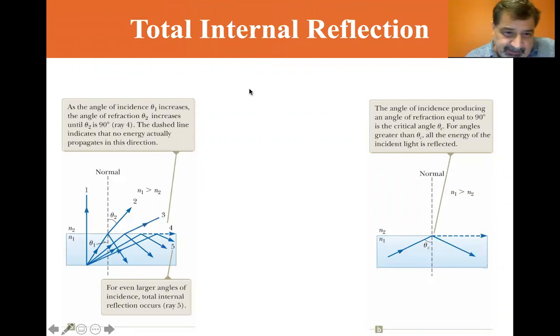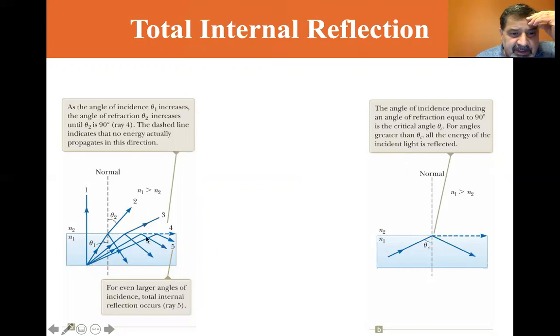Total internal reflection. Now, this is from light going from a slow index of refraction to a fast index of refraction. We get this phenomenon. As the angle of incidence theta 1 increases, the angle of refraction theta 2 increases until theta 2 is 90 degrees. Ray 4 is this one right here. The dashed line indicates that no energy actually propagates in this direction.